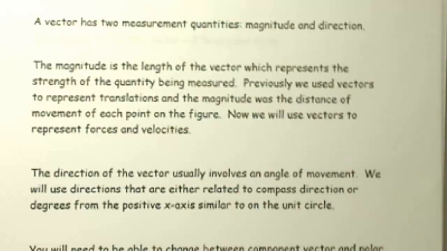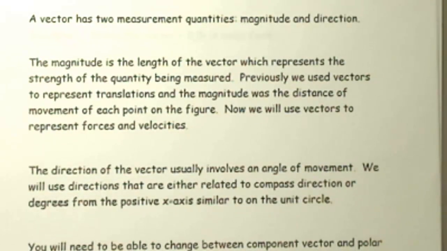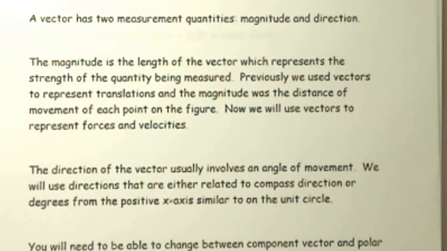The direction of the vector usually involves an angle of some type. So we're going to use vector directions which are similar to those in the unit circle, where we have degrees from the positive x-axis. We will also use some compass direction vectors, where we'll talk about things like how many degrees east of north or north of west.